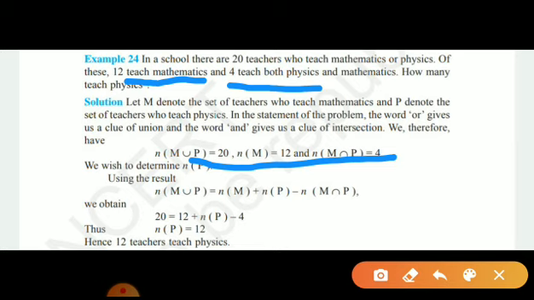Again, I have been given three things. I can find the fourth one by using the formula. So use the formula n of M union P is equal to n of M plus n of P minus n of M intersection P. Substitute the values, you will see that n of P is equal to 12. Is that clear? That means the number of teachers who teach physics is 12. Is that clear? Okay.